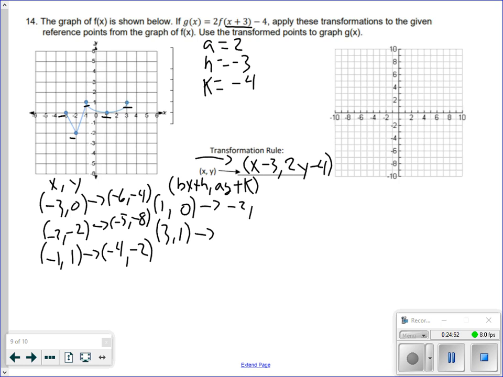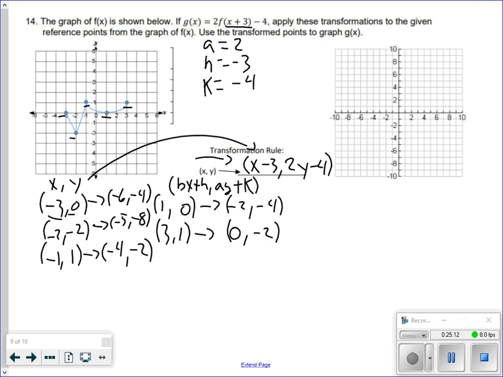Plug in 0, you get negative 4. Then we plug in 3, 1. 3 minus 3 is 0. And you plug in 1, 2 minus 4 is negative 2. So all we're doing is plugging in these x's and y's into that transformation rule to give us our new transform points. All right.